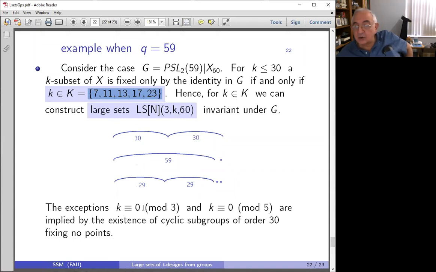The exception is K congruent to 0 mod 3 and congruent to 0 mod 5. You can see how we cannot have multiples of 5, because there is a cyclic group of order 30, generated by an element with 2 cycles of length 30. And if I take an appropriate power, the 6th power, I get an element of order 5, which is semi-regular, and I can make sets which have size a multiple of 5, and these are fixed. And so, okay, we have to omit these.